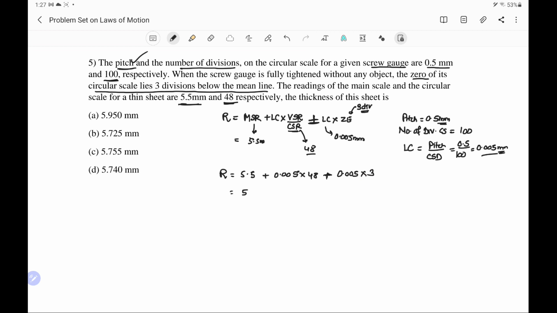And now we have to add these: 5.5 plus 0.240 plus 0.015. And we add this 5.5, 0.240 and 0.015, and it will be 5.755. That is 5.755 millimeter. So this is the reading of the screw gauge, that is the thickness of the thin sheet, and as per the given options, option C is the correct option.